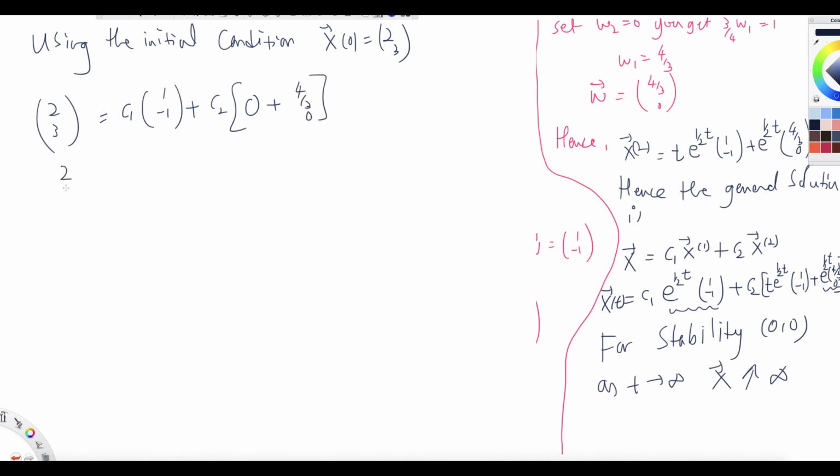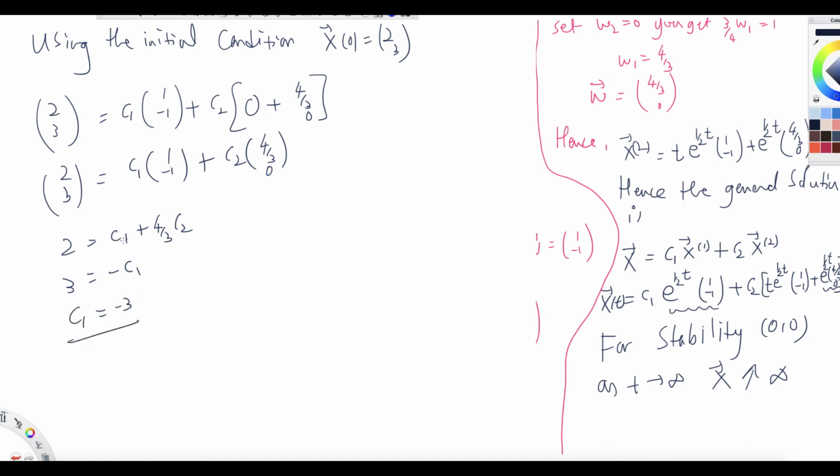So what do you get? (2, 3) equals c1 (1, -1) plus c2 (4/3, 0), right? So if you do that, you will get 2 equals c1 plus 4/3 c2, and then 3 equals negative c1 plus c2 times 0, right? So c1 is negative 3. You see that, right? c1 equals negative 3.